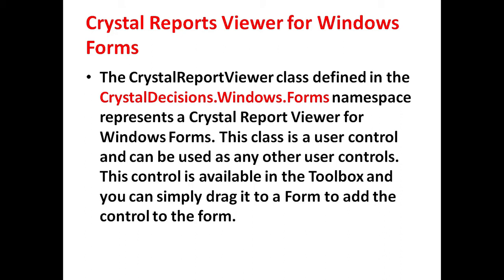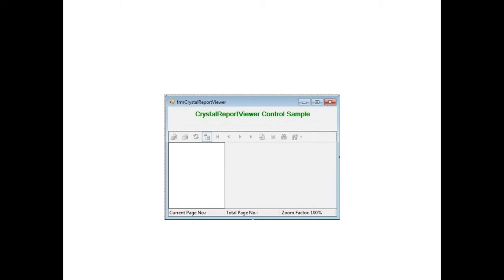This class is a user control and can be used as any other user control. This control is available in the toolbox and you can simply drag it to add the control to the form. This is the basic layout of Crystal Report Viewer control.